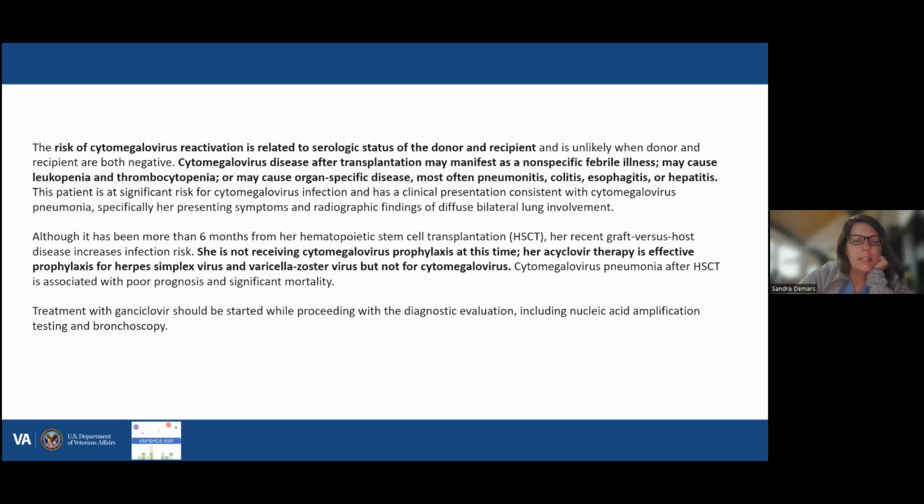Yeah, and they just highlighted that although she's on acyclovir, that's not going to cover your CMV. Yes, I didn't see that. Yeah, but that won't cover the CMV, yeah. Great. Is that it? That's it. Wow, we got through all of them. Great.